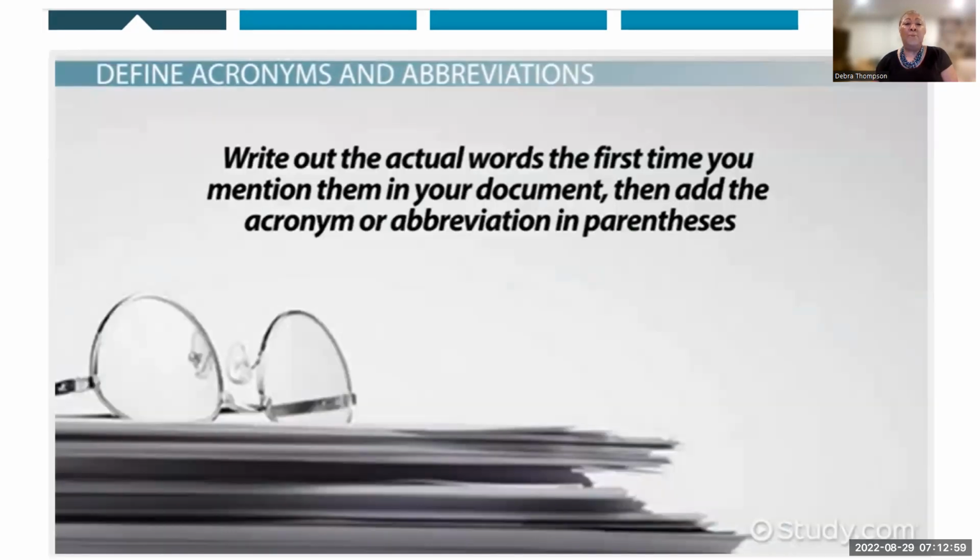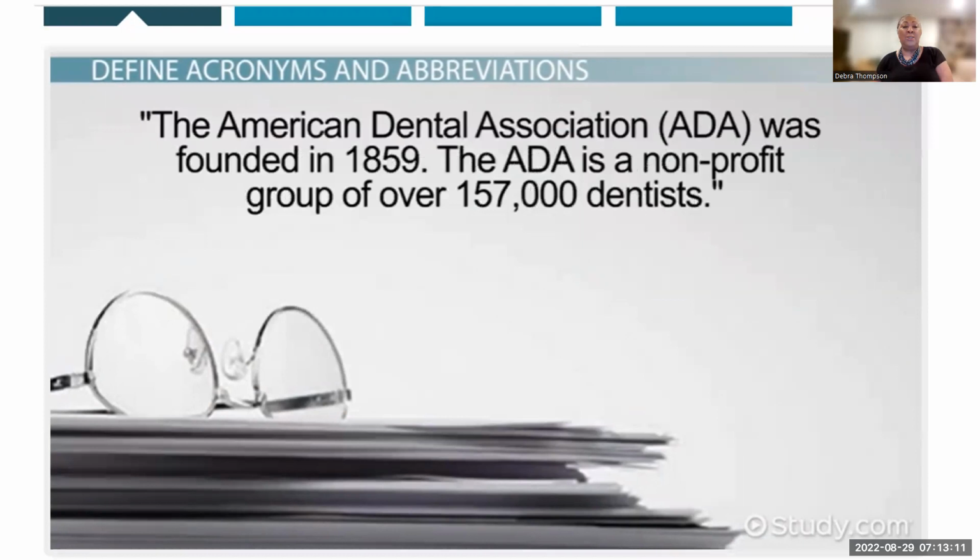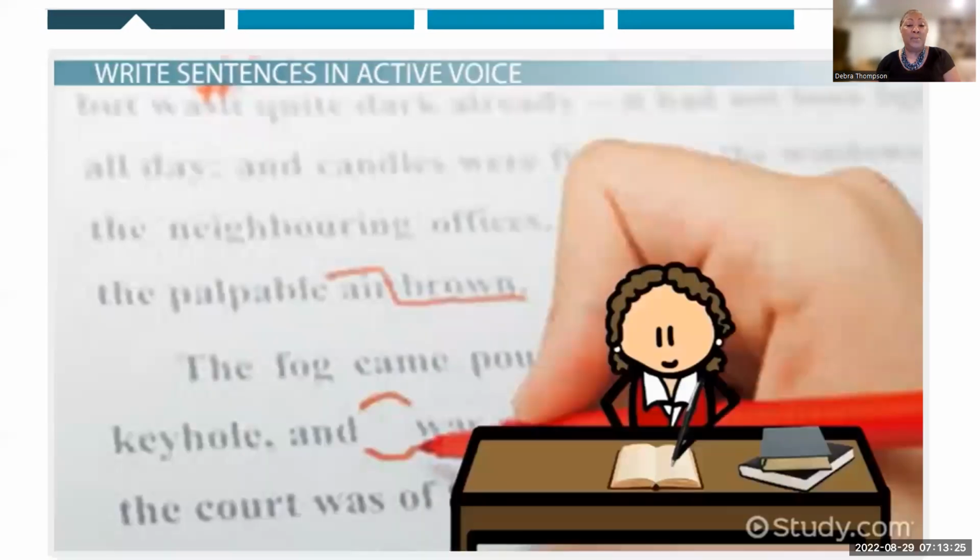We want to be sure to define acronyms and abbreviations by first writing out the actual words the first time you mention them in your document, then add the acronym or abbreviation in parentheses, as in this example. "The American Dental Association (ADA) was founded in 1859. The ADA is a nonprofit group of over 157,000 dentists." So we want to be sure that we are clarifying our acronyms and abbreviations before we use them.